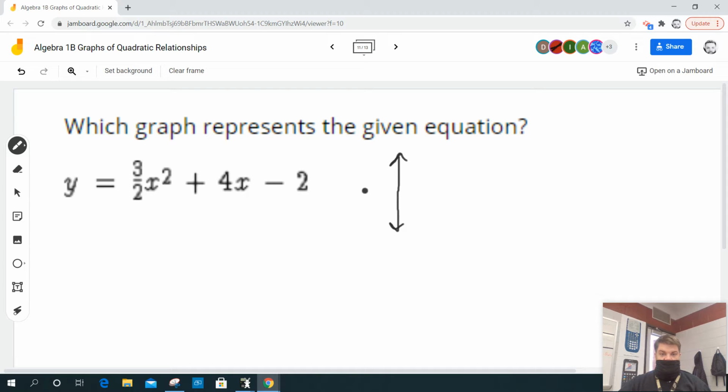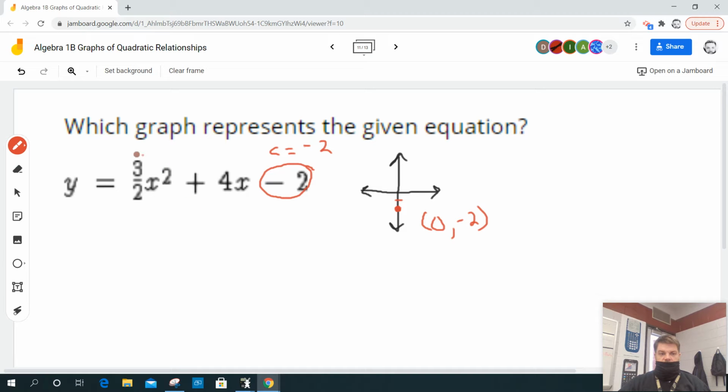in the XY plane, because my C term, C equals -2, this is going to have a y-intercept of -2. (0, -2).